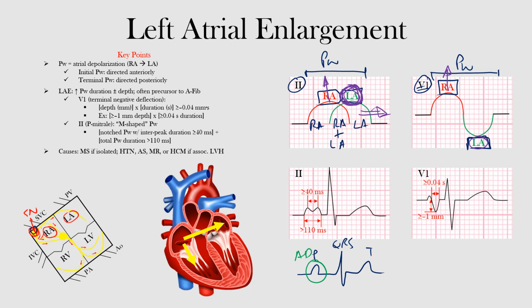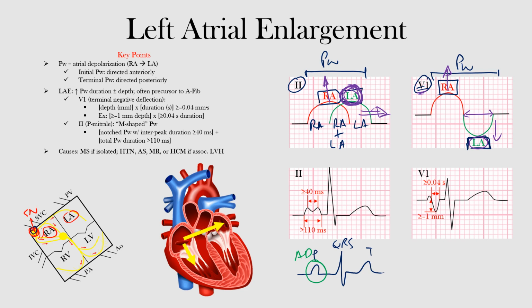In the left atrium and in V1, we can see an increase in depth as well as an increase in the duration, so the width of our P wave. Now, if you recall, the initial P wave vector is directed anteriorly as it depolarizes the right atrium, while the terminal P wave vector is directed posteriorly as it depolarizes the left atrium. Because the left atrium is enlarged here, it will produce greater posterior forces, and this is why we will see an increase in depth in the terminal portion of the P waves in leads V1 and V2 as they sit over the anterior portion of the heart, and the electrical axis is now directed posteriorly away from those leads.